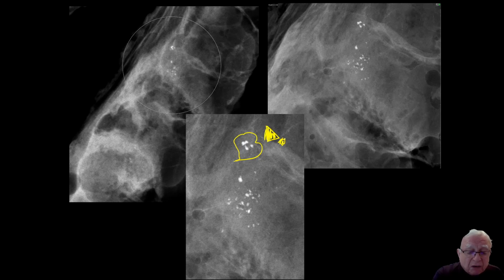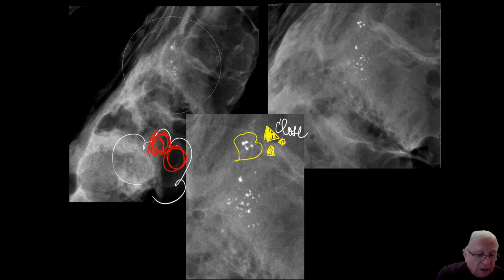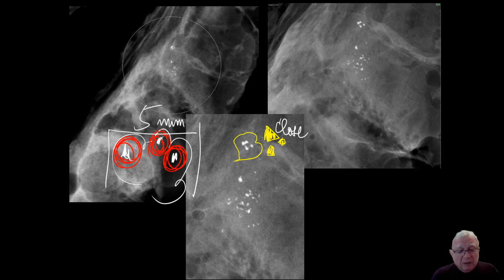Calcifications that vary in size, density, and also they are very close to each other. Why? Because the fingers, the acini, are so close to each other. And if there are malignant type calcifications, they are going to be localized within 5 millimeters. That's exactly the case here. So it's not just the location, not just the shape, but how close they are to each other that is going to help me in making the diagnosis.